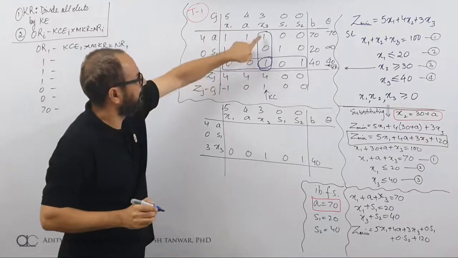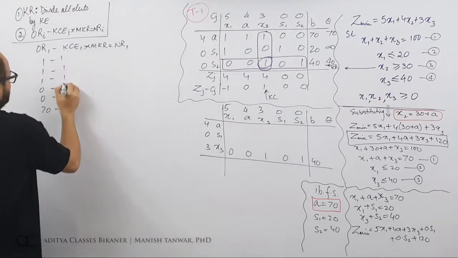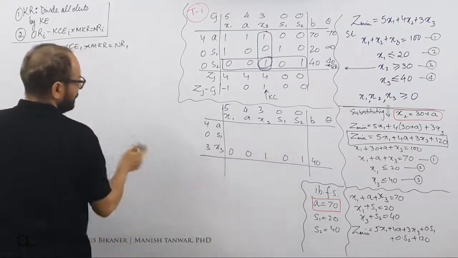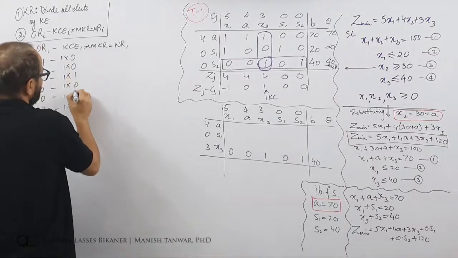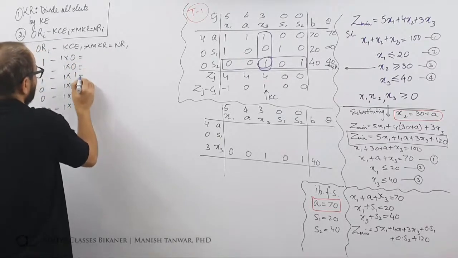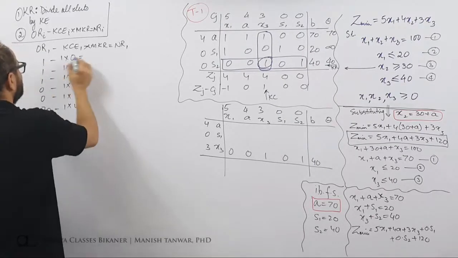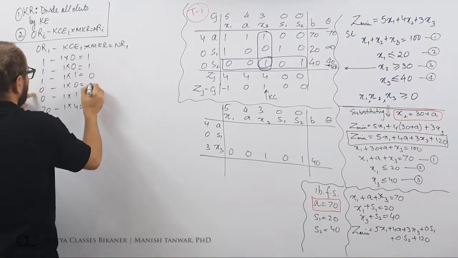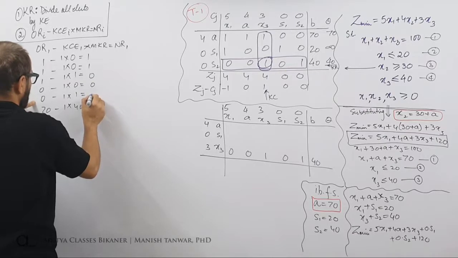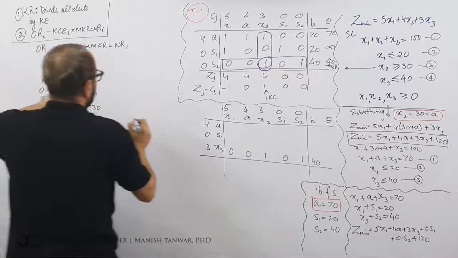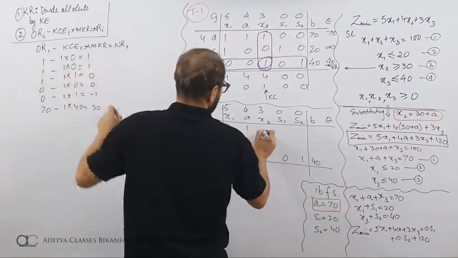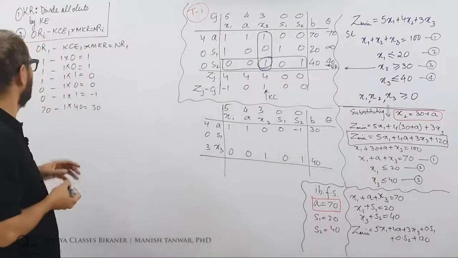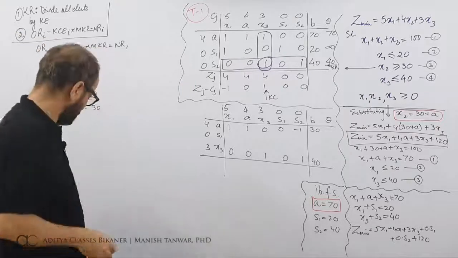Key column element 1, it is 1, multiplied by the modified key row we have over here: 0 0 1 0 1 40, giving me values of 1 0 0 minus 1 30, giving me values of 1 1 0 0 minus 1 and 30. These are the values.